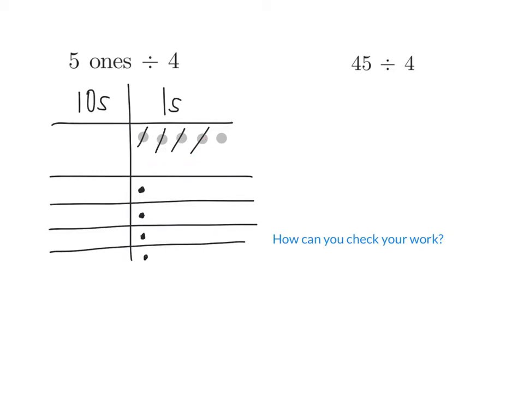See that? Now I do have 1 1 left, but can I share 1 1 equally into 4 groups? No, there's not enough. So that must be a remainder. Okay, so if I look at what I have in one group, I have 1 1, which equals 1, and then my remainder is 1. Don't forget that remainder. Okay, now let's try it with this number, 45 divided by 4.